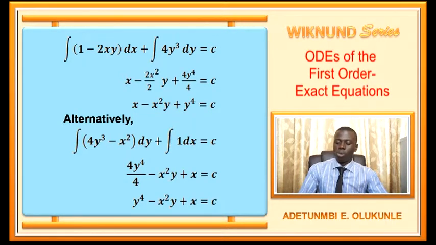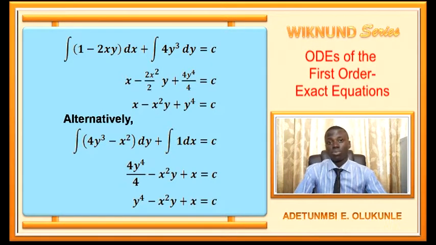So let's integrate this. 1 with respect to x, that is x, minus 2x squared on 2 times y, plus 4y to the power 4 on 4 equals c. This gives us x minus x squared y plus y to the power 4 equals c. Then we are through.